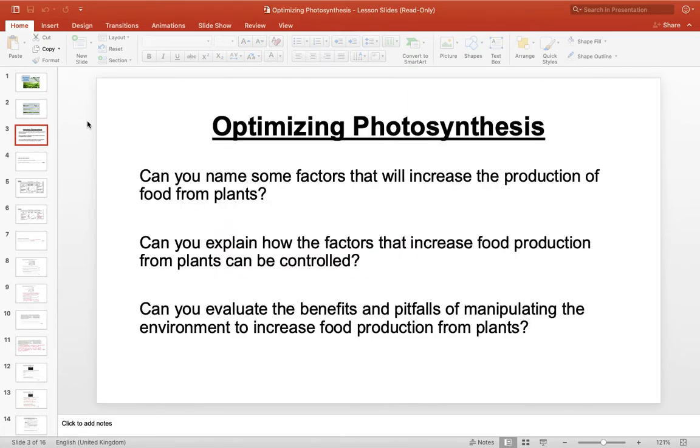So today's title, which you need to write in your books as you would do for any other lesson, Optimising Photosynthesis. By the end of the lesson, you should be able to name some factors that will increase the production of food from plants. You should be able to explain how the factors that increase food production from plants can be controlled, and you should be able to evaluate the benefits and pitfalls of manipulating the environment to increase food production from plants.